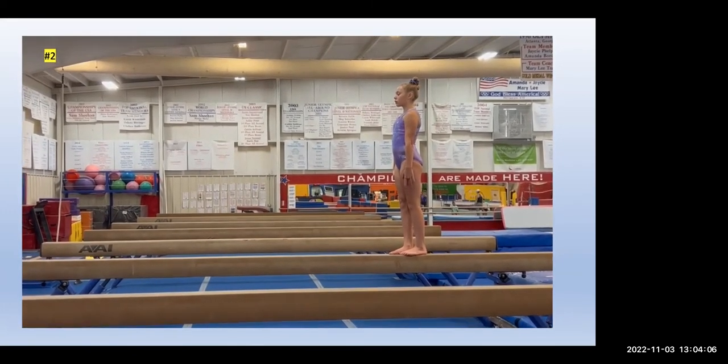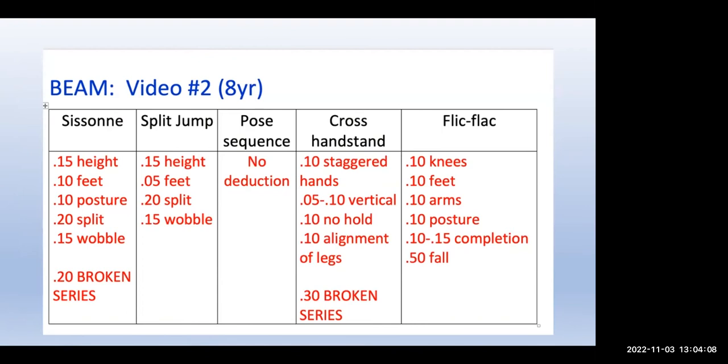Oh, there's the script. Okay, so we're starting with the Sassoon. Height, feet, posture, split, wobble, and then she broke the series because those are things that have to be connected. So there's a 2/10 deduction for breaking the series. The split jump: height, feet, split, wobbling. So quite a lot of things to take off. Not sure that it'll be quite that bad, but there you go, to learn how to apply all your deductions.